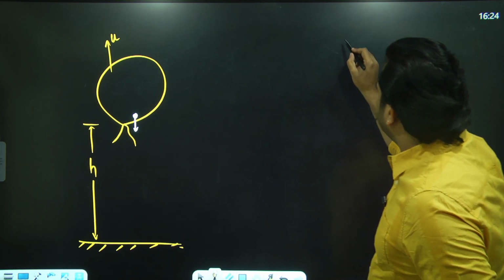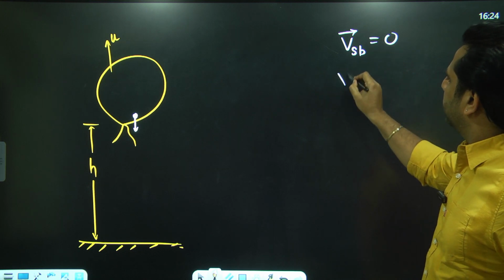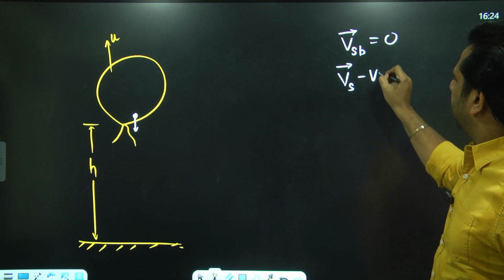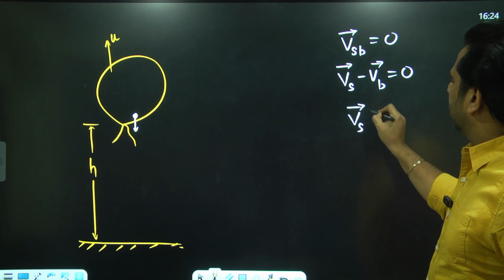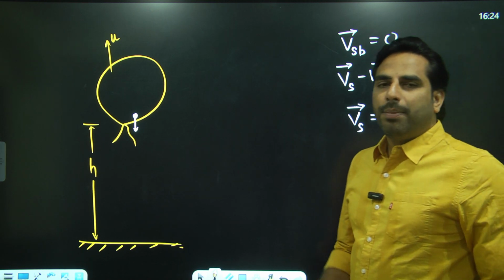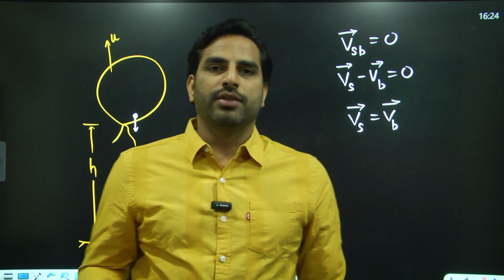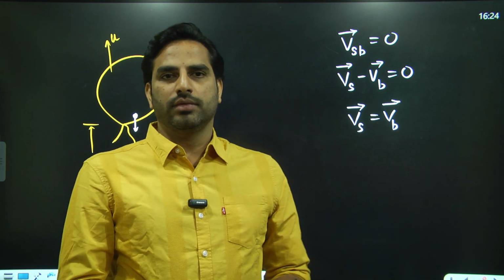Because velocity of the stone with respect to balloon is 0. That is, velocity of the stone minus velocity of the balloon is 0. So velocity of the stone is equal to velocity of the balloon. So when a stone is dropped from a moving balloon, the stone carries the velocity of the balloon. That is the concept of inertia.